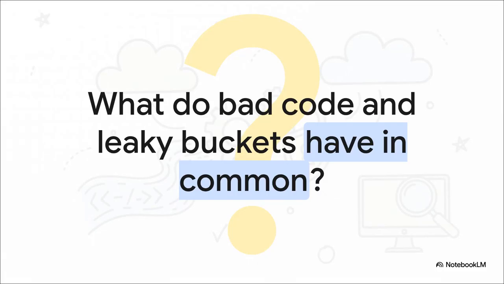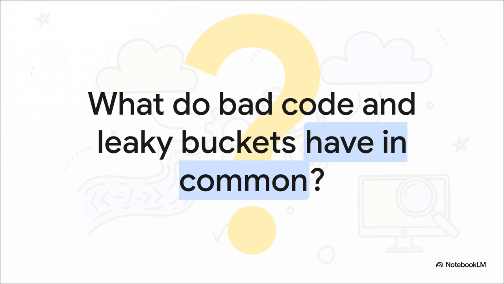To kick things off, let me ask you this. What do bad code abstractions, dinosaurs with laser guns, and leaky cloud buckets all have in common? I know, it sounds like the setup to a really weird joke, right? But the truth is, they all represent critical points of failure across the entire spectrum of system security.